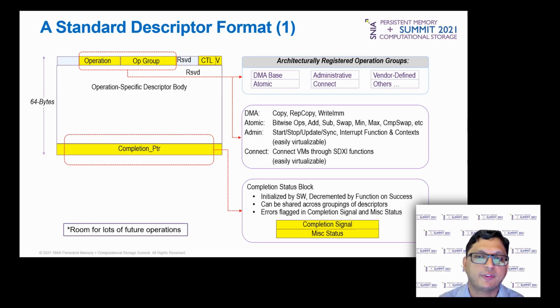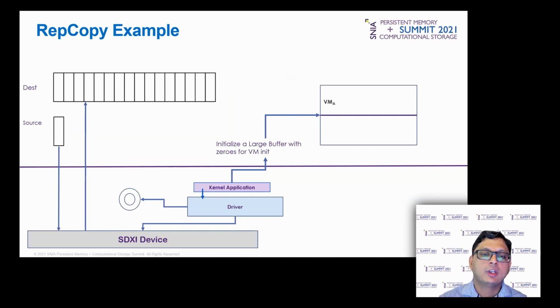I will walk you through a specific example of rep copy. And as you have already guessed, a rep copy is repeat copy, and it can be a very useful tool for a host to perform some of its functions. So for example, a host can have a kernel application or a hypervisor application that wants to start a VM. And before starting the VM, it needs to initialize a large buffer memory space with just zeros, right? So that's a simple operation, but if you wanted to use your CPUs to do that, that can take away from the application performance that the host is running there.